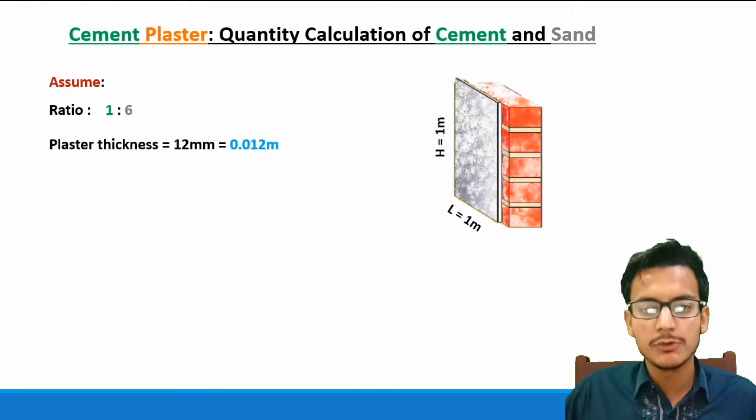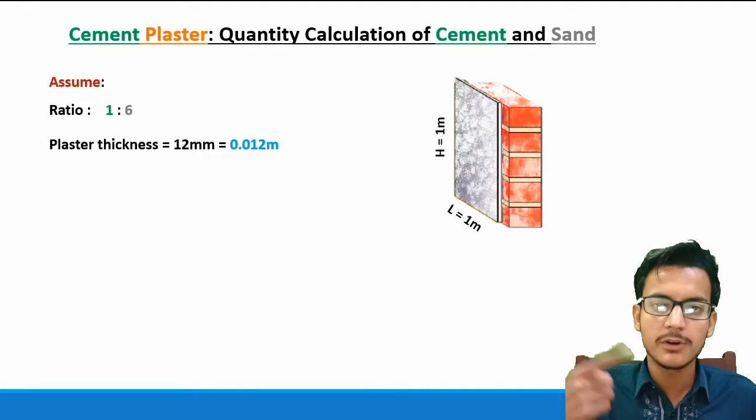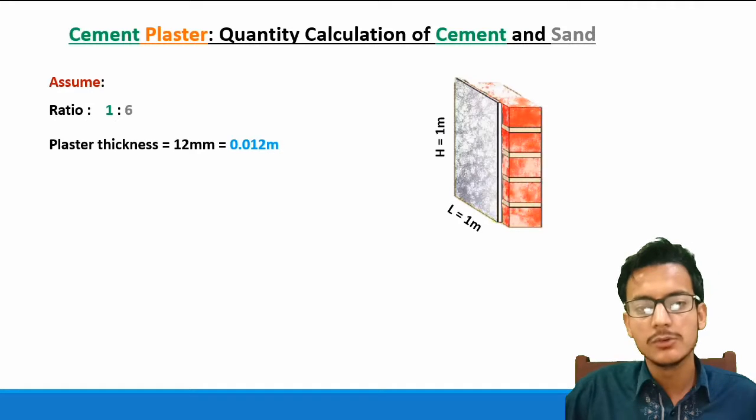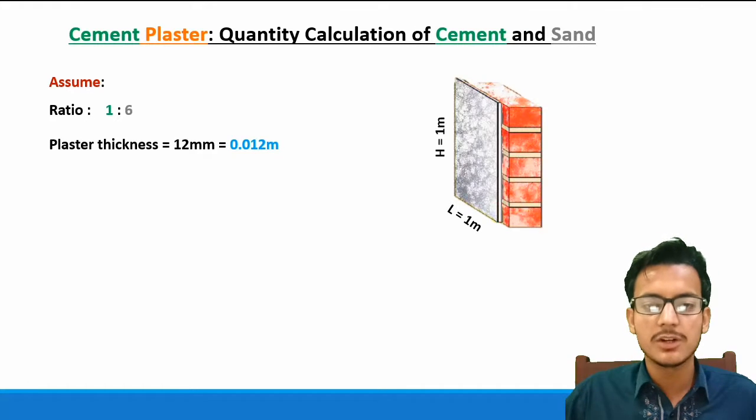So next thing we have to assume is plaster thickness, that is 12 millimeter. Keep in mind, for inner plaster you will use 12 millimeter, and for outer plaster, outside of the wall, you will use 20 millimeter. So we are going to use 12 millimeter in this, and after converting this value you will get 0.012 meter.